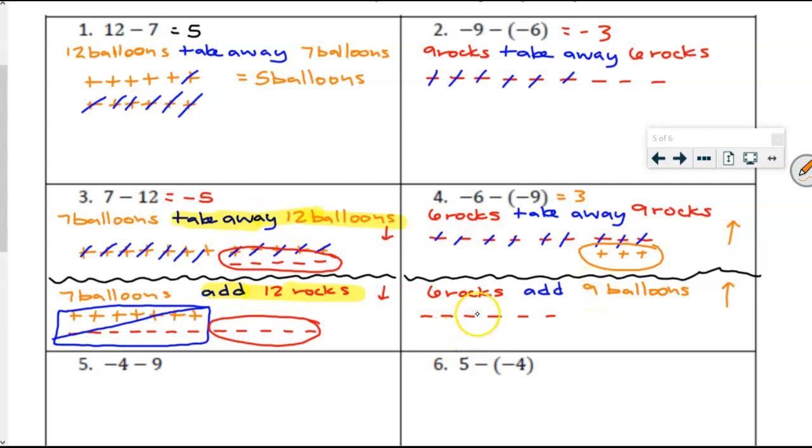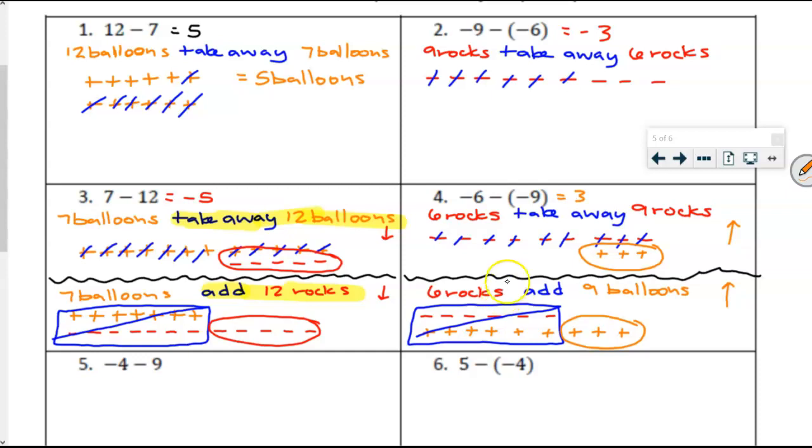So I don't have to draw any extra 0 pairs. I can just start drawing those 9 balloons. 1, 2, 3, 4, 5, 6, 7, 8, and 9. Now, when I drew those 9 balloons, we created 0 pairs, didn't we? But I didn't have to draw them to complete the problem. They happened because I completed the problem. Those are all zeros. What is it that I have left? I have 3 balloons, 3 positives, or +3.